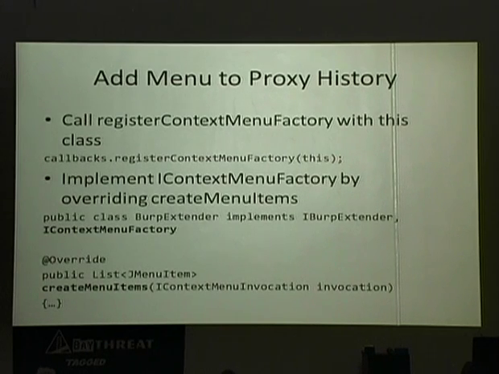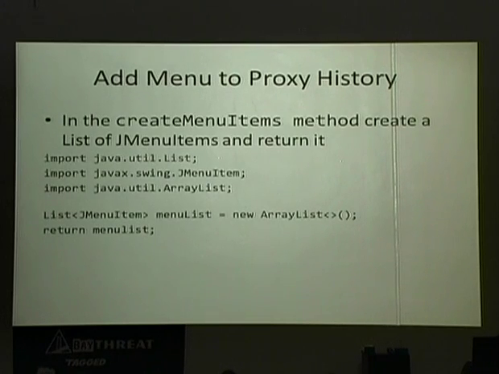And this time, instead of registering an HTTP listener, we're going to register a context menu factory, which is going to notify us with the create menu items function every single time a right-click menu needs to be generated. So this is going to generate a menu on the fly for us. The create menu items function requires a couple of things that aren't imported by default, so we're going to import those. It's going to require this array list of JMenu items to be returned. So we'll do this to maintain that contract.